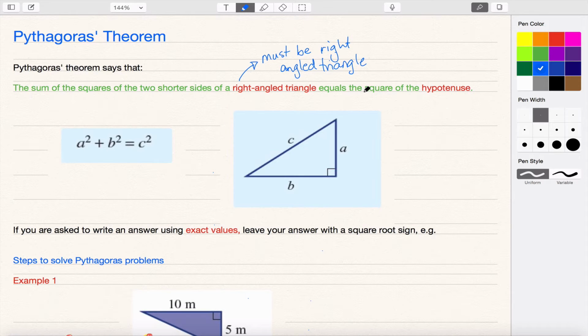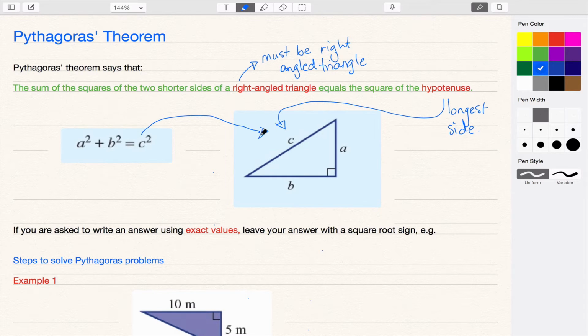We need to work out what's this hypotenuse. If you recall, hypotenuse is the longest side. And when we're using Pythagoras theorem, hypotenuse is always labelled as C. So we've got this C here as well. It's really important that you always remember that the hypotenuse, the longest side, is C. Otherwise the theorem doesn't work.